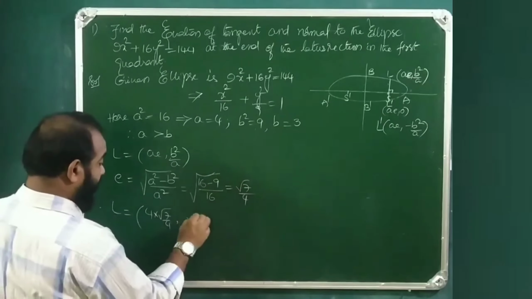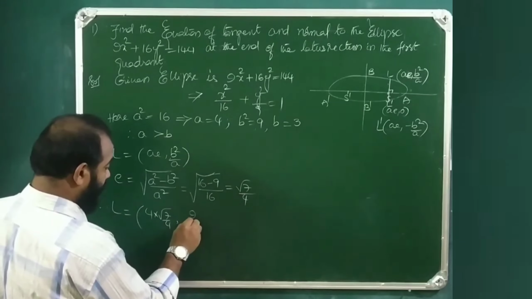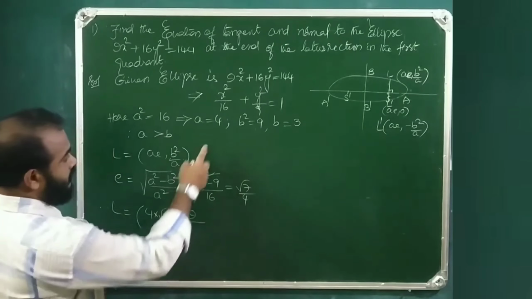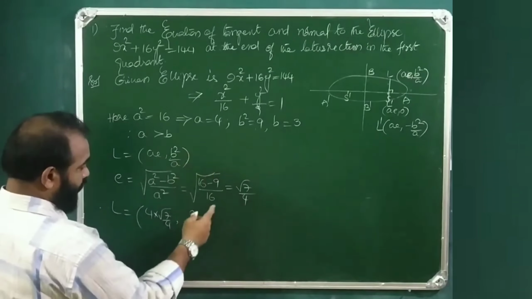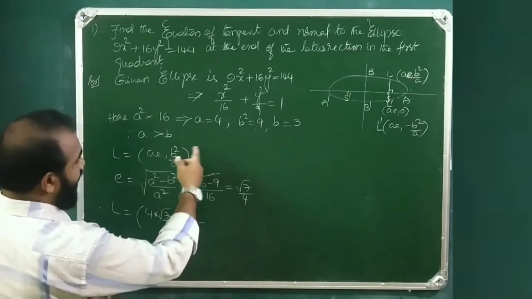b square is 9 and a is 4, so b square by a is 9 by 4. The 4 gets cancelled, so this is root 7 comma 9 by 4.